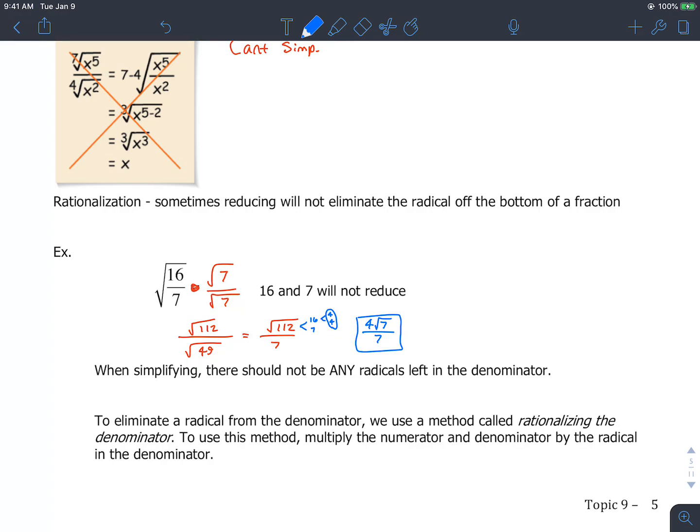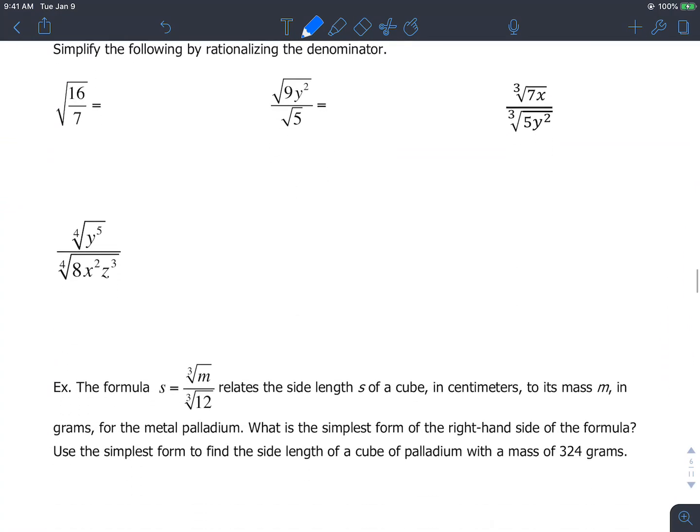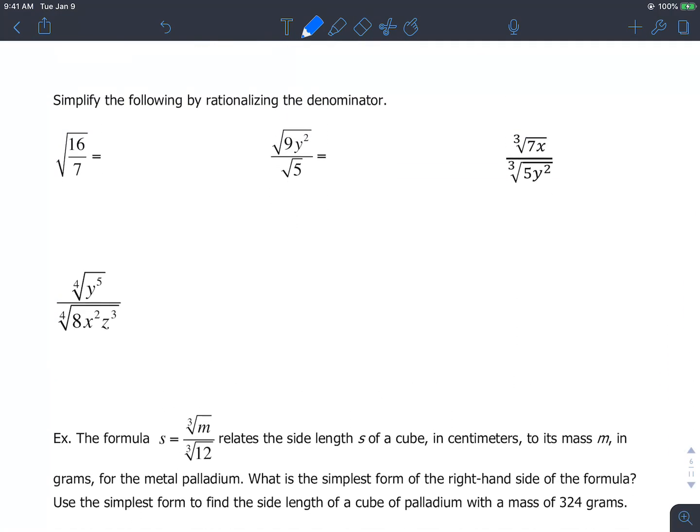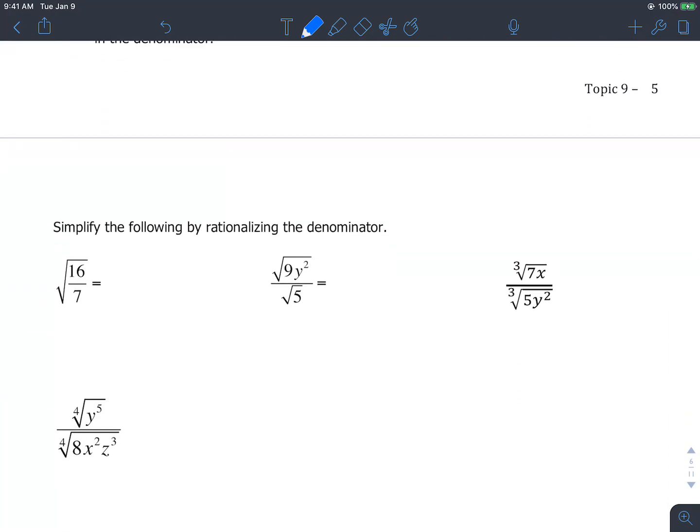Okay. When simplifying, there should not be any radicals left in the denominator, so we will never leave any radicals in the denominator, period. To eliminate the radical in the denominator, we use a method called rationalizing. We kind of already did that. To use this method, multiply the numerator and the denominator by the radical in the denominator. And that will usually take care of things. So this one right here is the same numbers, so I'm not going to redo that same one.